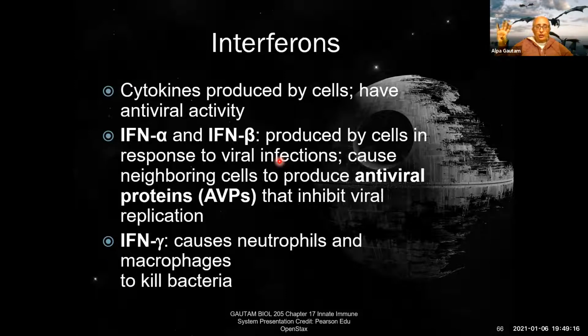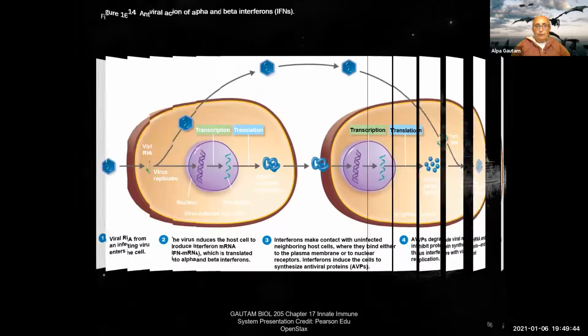They will then enter those cells, and they cause those cells to produce antiviral proteins, so that these other cells then are prepared for viral infection, right? So they produce antiviral proteins that inhibit viral replication within them. Interferon gamma causes neutrophils and macrophages to kill bacteria. So it activates neutrophils and macrophages.